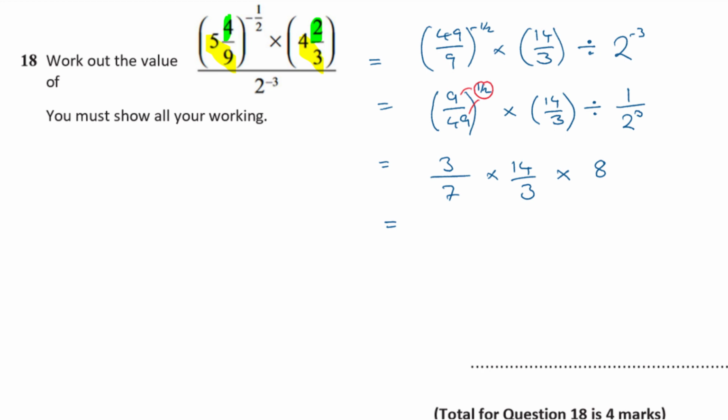Before I do, I spot I've got a 7 there and a 14 there, so I'm going to cancel those out. And I've got a 3 there and a 3 there, so I'm going to cancel those out as well. So I end up with 1 times 2 times 8 on the top. 1 times 2 times 8, that's 16, over 1 times 1, which is just 1. So it's 16 over 1, or just 16. So that's my answer. The answer is 16. So it came out nice in the end.